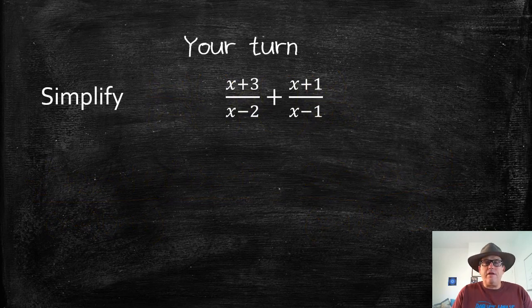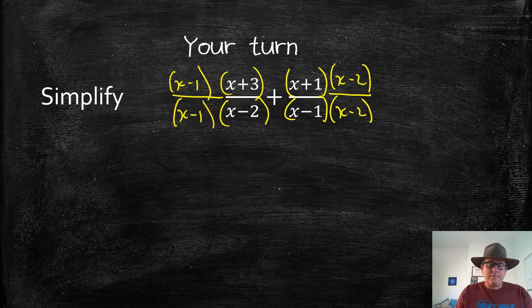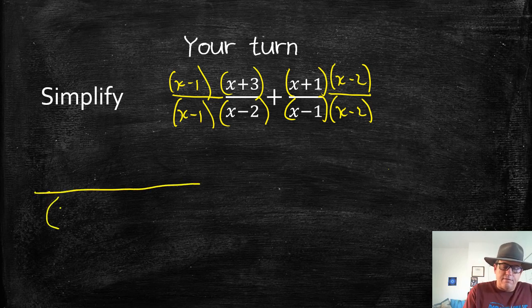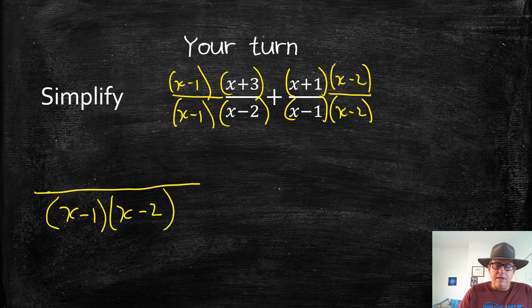Okay, your turn. Pause the video and simplify this fraction addition. Okay, when you do these, really put those brackets around there, especially with your numerators, to make sure that you're multiplying the whole bracket by the whole bracket. So our common denominator is going to be x minus 1 times x minus 2, which is multiplying the 2 denominators together.